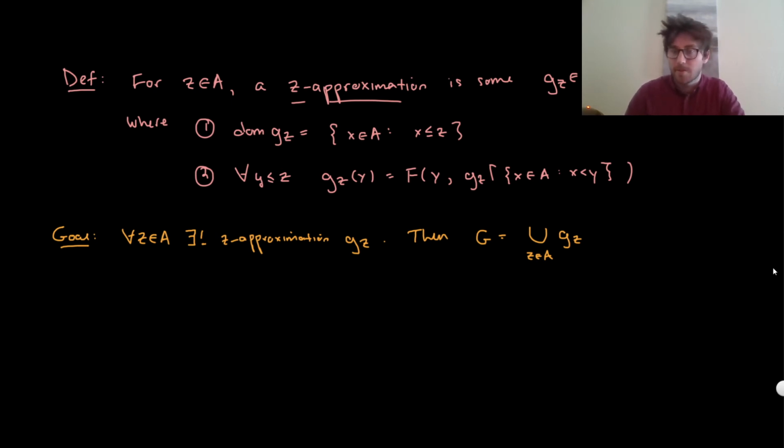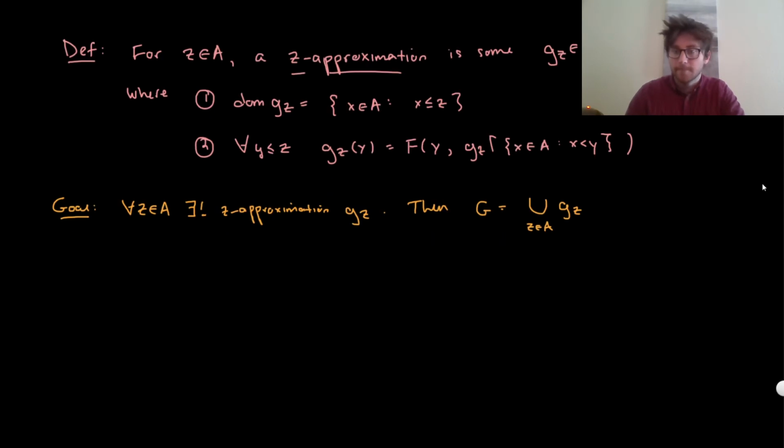So how does the proof of this thing go? Actually, what we want to do first, instead of proving that there is something, let's prove that there's at most one z approximation. So in other words, if there were two z approximations, they were actually equal to each other. So let's maybe start with that. Let's claim one: let's prove that for every single z, there's at most one z approximation.